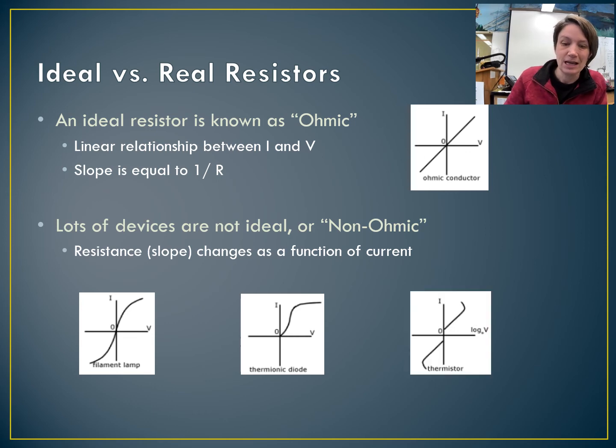And then there are devices called thermistors. We use these to detect temperature, etc. They have very complicated IV graphs. You can see it's not even IV, it's I, and then we've got a log function on the x-axis. So these are all non-ohmic devices. You don't need to know about them other than the fact that non-ohmic means that we do not have a linear relationship between I and V, and the resistance would be changing.